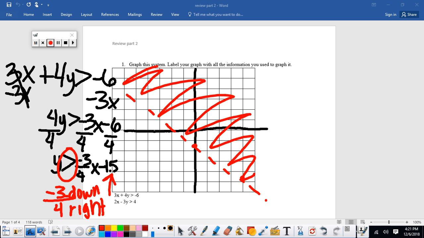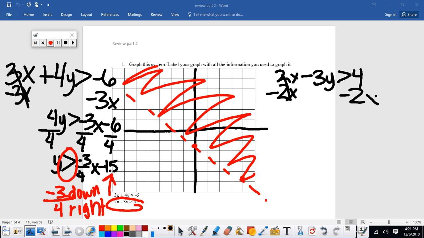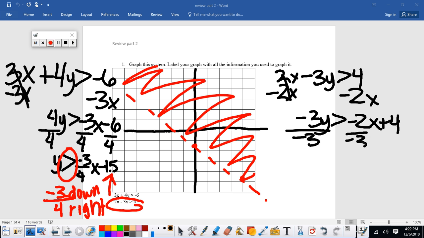Then I'm going to do the same thing for this equation here. So I have 2x minus 3y greater than 4. So I'm going to start by solving for y, minus 2x, minus 2x. I have negative 3y greater than negative 2x plus 4. And then finally divide by negative 3. Now because you divided by a negative, you flip the sign. Negative 2 divided by negative 3 is positive 2 over 3x.